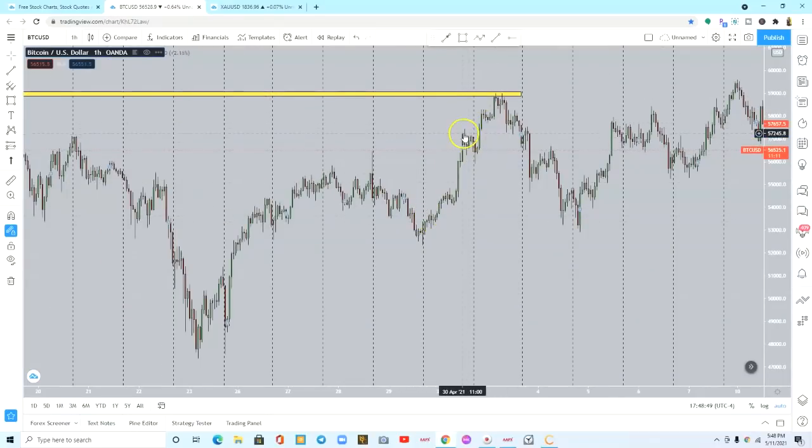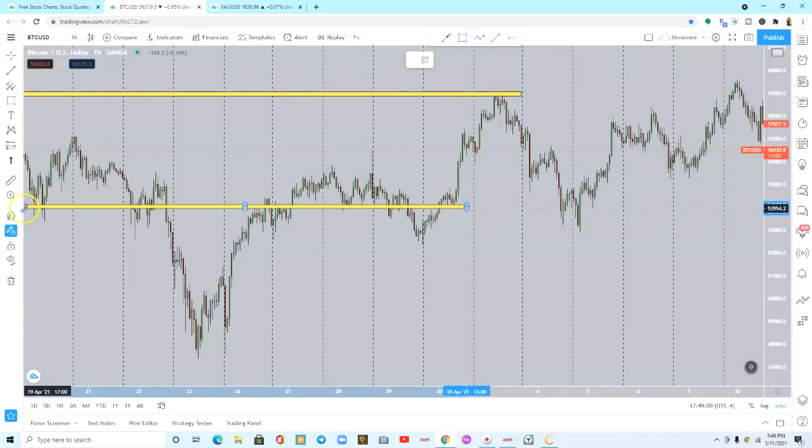Now where's the support for this push right here? It's around here somewhere, this whole thing. You look to the left, we have some resistance right here. Let's mark that up. This is Bitcoin, by the way. So it happens. This is how price moves automatically. This is a guaranteed move.